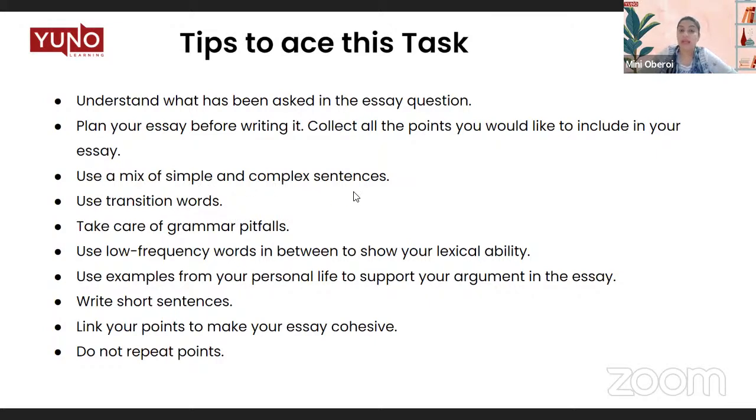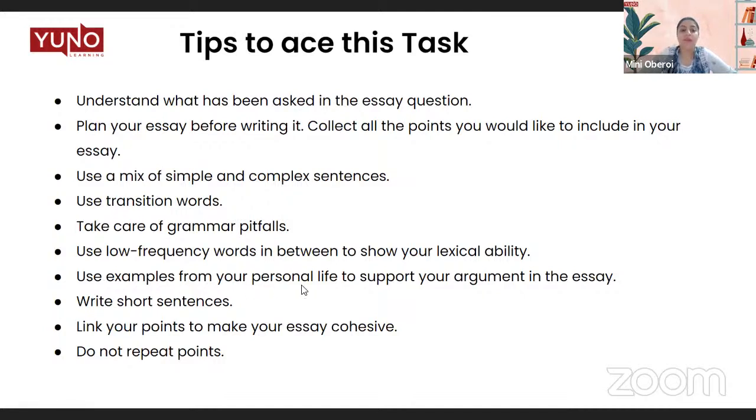Use a mix of simple and complex sentences. Use transition words, however, moreover. Take care of grammatical pitfalls. So the last 5 minutes that you check your answer, you can check it for such grammatical pitfalls. Use low frequency words in between to show your lexical ability. Right? We cannot use all high vocabulary words that the examiner has to sit with the dictionary, right? So we should try to have a mix.